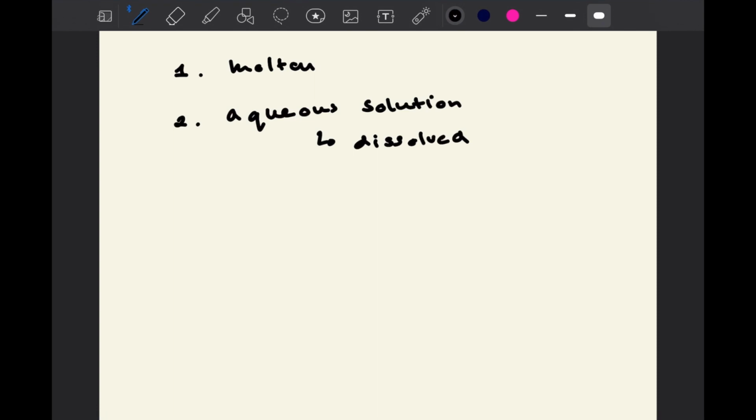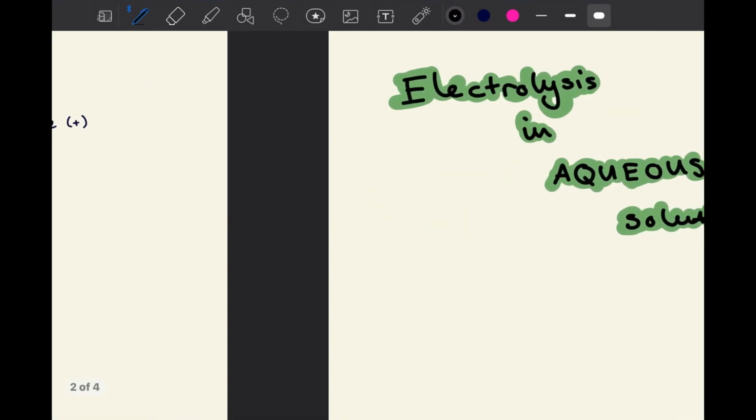So instead of just being the solution itself, for example, if we have NaCl right here in molten, you would only have NaCl, sodium chloride. You wouldn't have anything else. But in an aqueous solution, you would also have H2O, so you would also have water because it's dissolved. And this leads to a bit more complex electrolysis and some different products that you end up getting. So let's have a look.